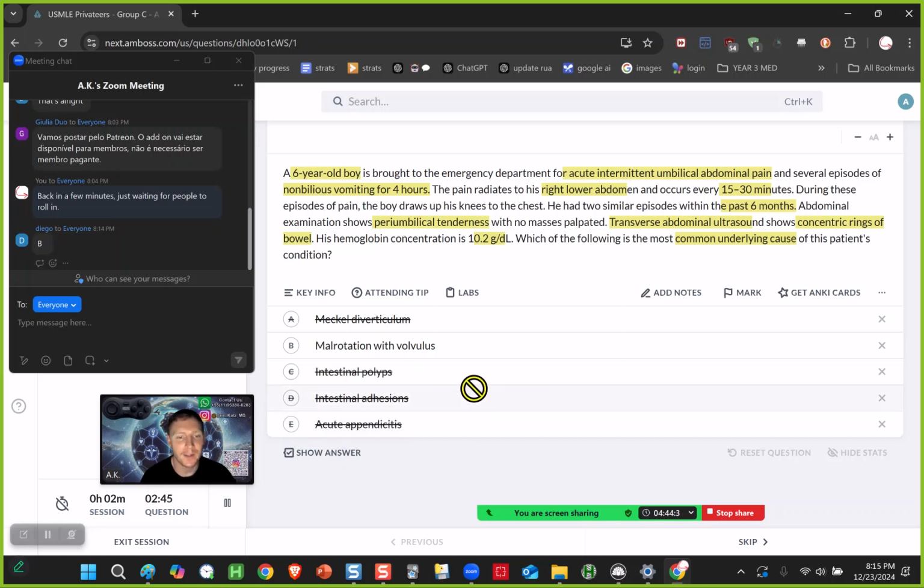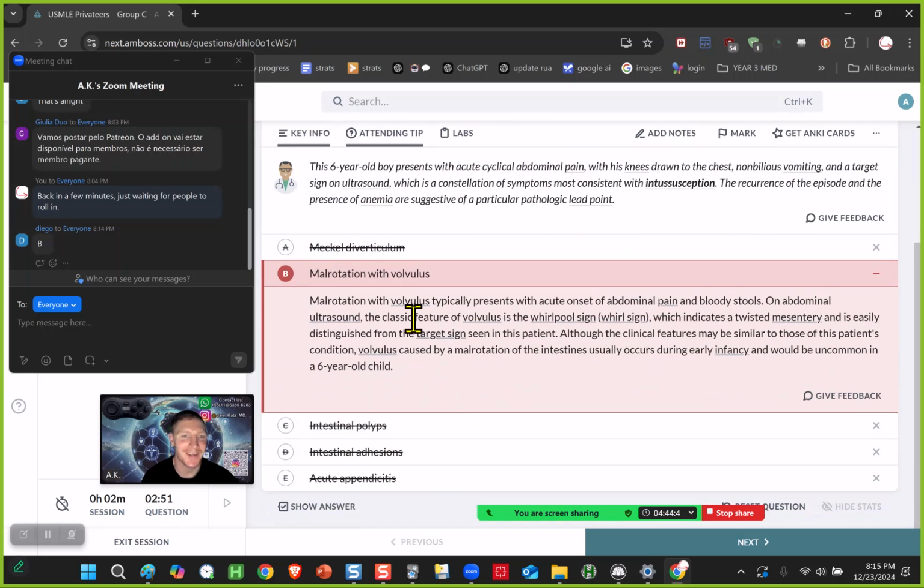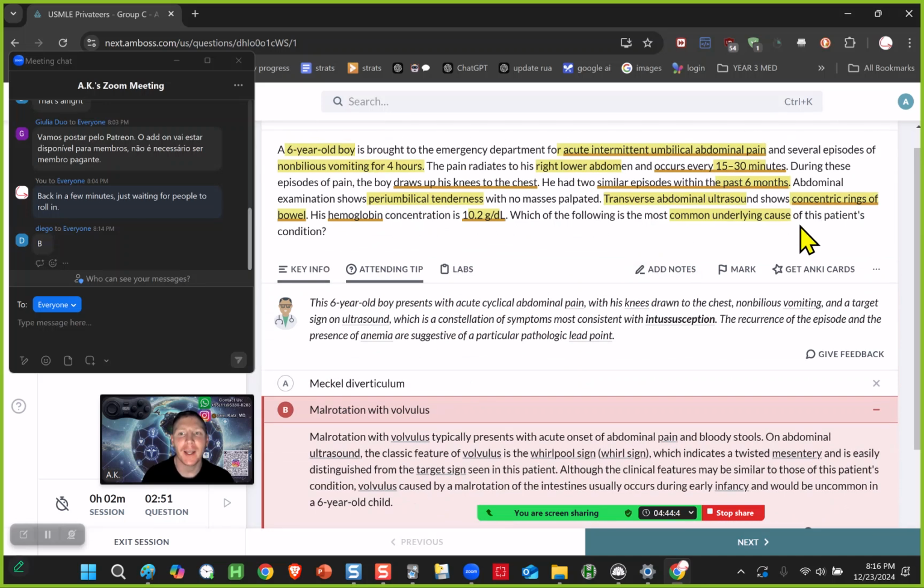We always get to the bottom of something and then it winds up being so let's try this out. So we got it wrong. Yeah, it always happens. They're saying the most common underlying cause. And what do you think these concentric rings of bowel are?